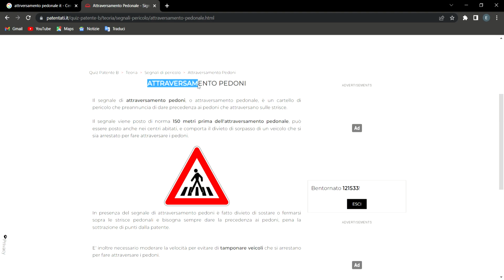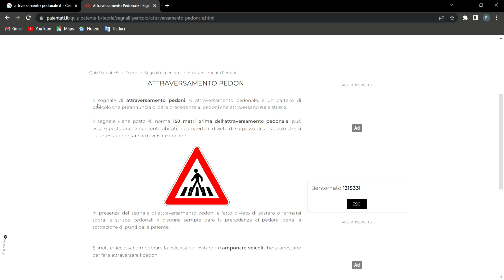In this very video, we shall be looking at the term Attraversamento pedonale. In English, this simply means a pedestrian crossing sign, popularly known as the zebra line. So now let us quickly look at the definition.